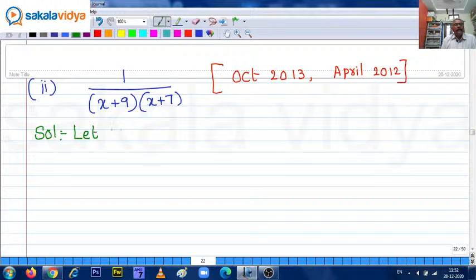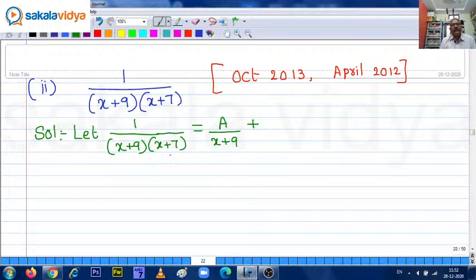Let 1 upon (x plus 9) into (x plus 7) equal to, so the denominator is consisting of two linear factors, so there exist two partial fractions of the form. For x plus 9 there exists a partial fraction of the form a upon x plus 9, plus for x plus 7 there exists a partial fraction of the form b upon x plus 7.